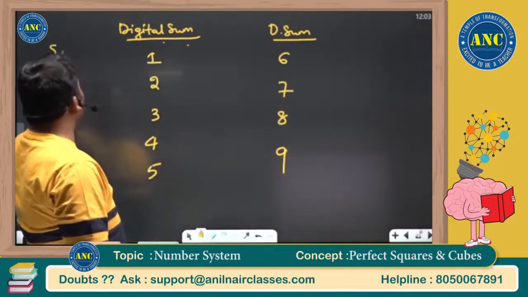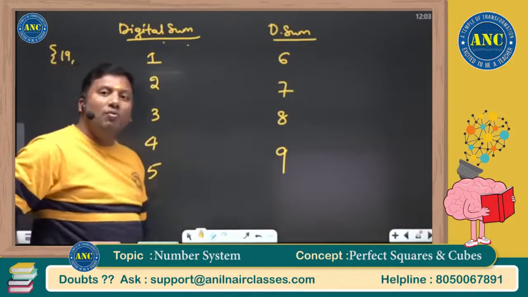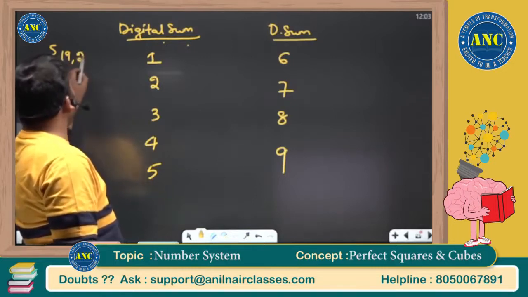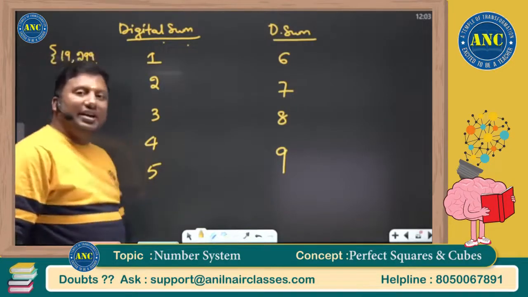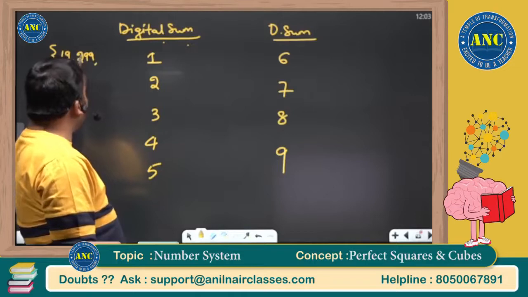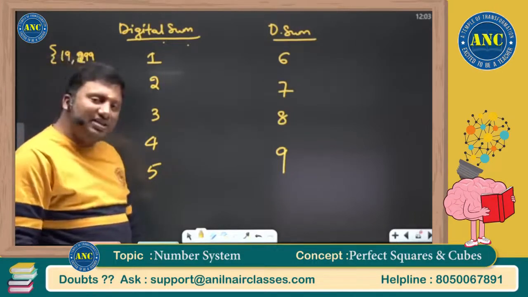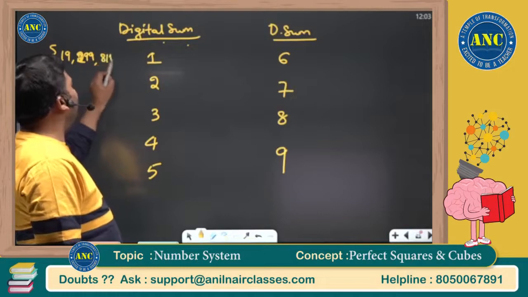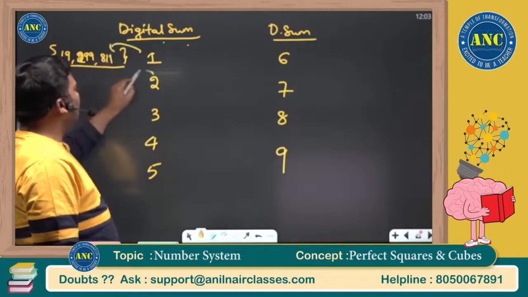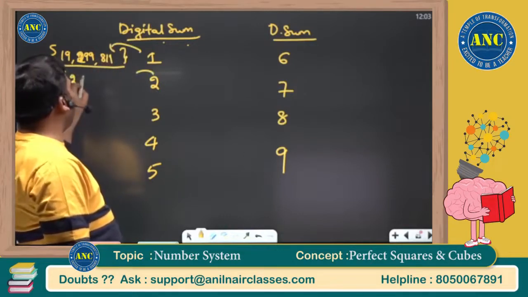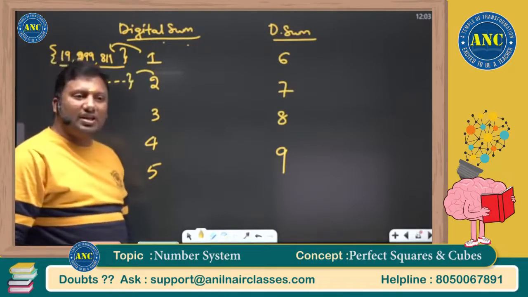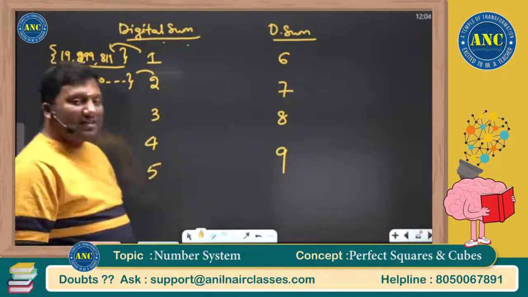Suppose I say 19. What is the digital sum? 1 plus 9, 10. 1 plus 0, 1. Suppose I take 299. What is the digital sum? 2 plus 9, 11, 11 plus 9, 20, and 2 plus 0 is 2. Let us take 199, the digital sum is 1. Suppose, for example, 811, digital sum is 1. This is the set of all the numbers whose digital sum is 1. Set of all the numbers where the digital sum is 2. Set of all the numbers whose digital sum is 3, 4, 5, 6, 7, 8, 9.